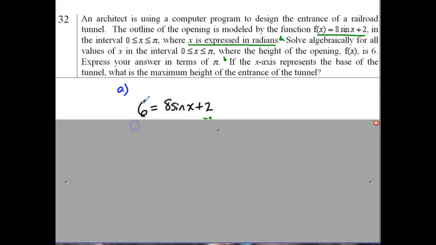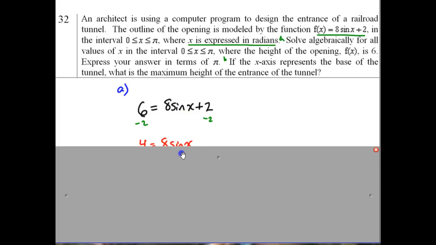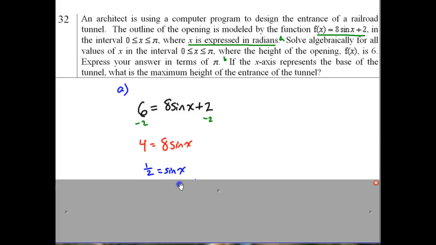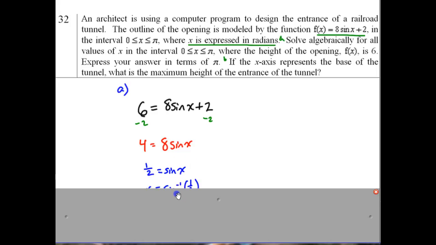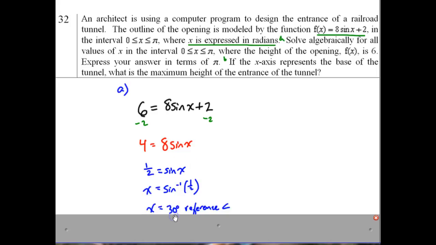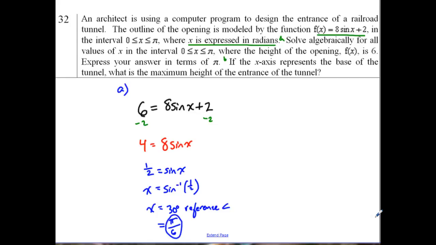We're going to, as we said, sub in 6 for f of x, and then do the math. So right now, treat this sine of x as just like a variable that you want to get by itself. So we're going to subtract 2 from both sides, we get 4. We're going to divide by 8, and we get half. Now we want to get x by itself, so if you remember, we're going to do the inverse sine of half to get x. And x is a 30-degree reference angle. Okay? So 30 degrees in terms of radians is pi over 6. That's the only value within 0 to pi that exists.